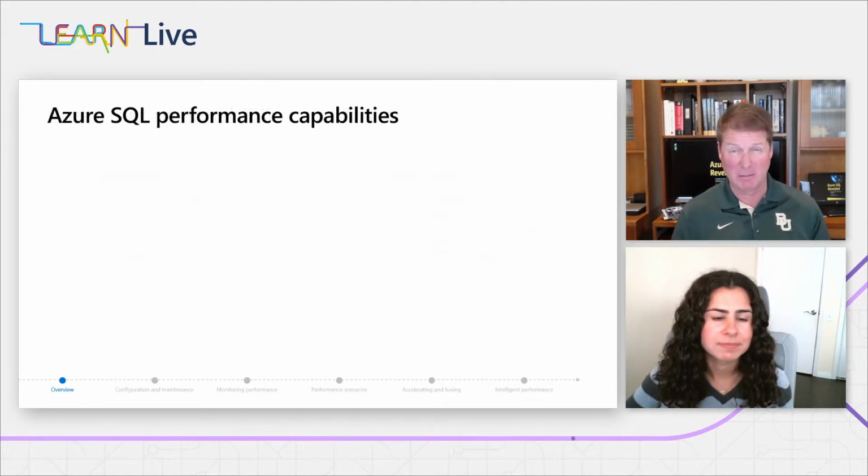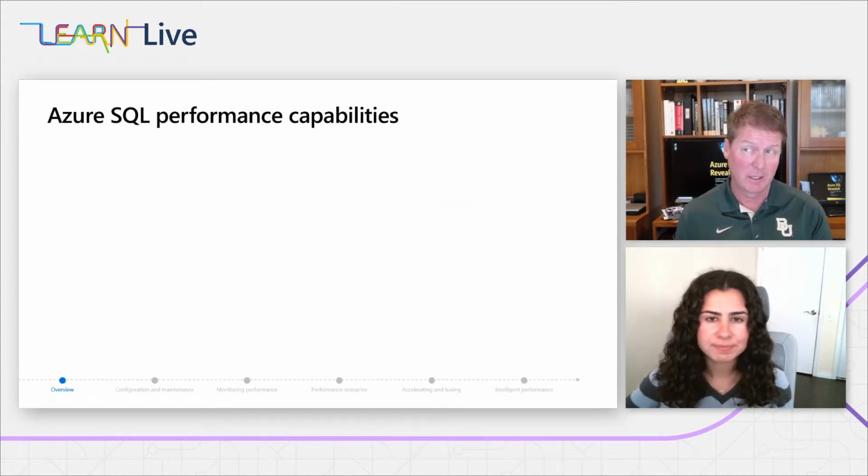Well, a lot of people do ask me about this specific topic about performance with Azure SQL compared to SQL Server. And they're a little bit concerned that they don't have the same capabilities with Azure SQL that they get with SQL Server.